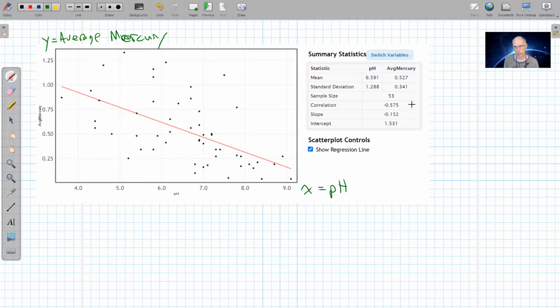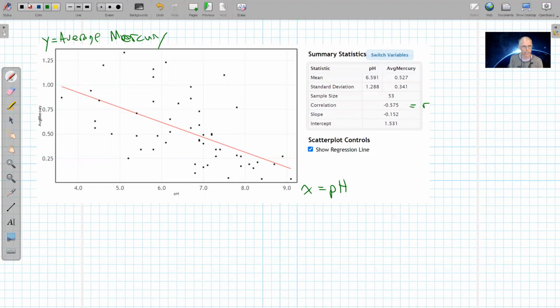And they're telling me the correlation coefficient R is negative 0.57. So it's not very strong, but it's not too weak either. Evaluating that further is beyond the scope of this course at the moment. It's negative, which means there's a downhill trend there, negative slope. And here I can see the slope next to it, negative 0.152.